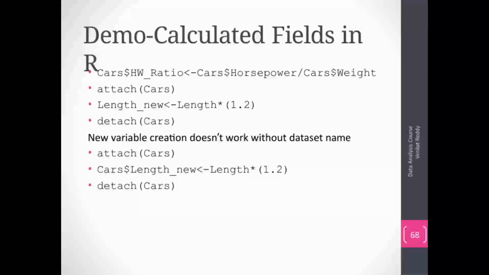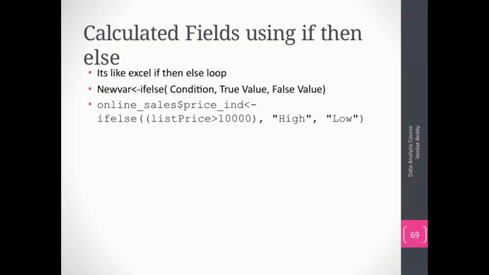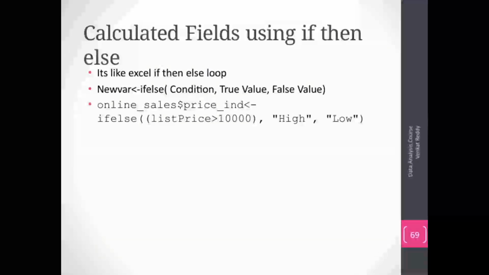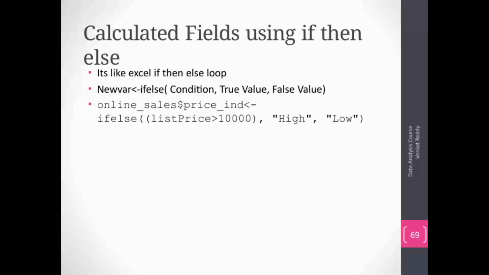Take online sales, for instance. Suppose we want to categorize prices as high or low. If the list price is greater than 10,000, we label it as high, otherwise low. We do this with onlinesales$price_ind = ifelse(list_price > 10000, "high", "low"). This technique is all about creating calculated fields efficiently. By applying if-then-else logic, we can generate new insights from raw data. It's a fundamental skill in data analysis because it helps us automate decision-making and simplify complex datasets. Remember, the key is understanding how conditions work and how to use them to derive meaningful categories or variables within your data.